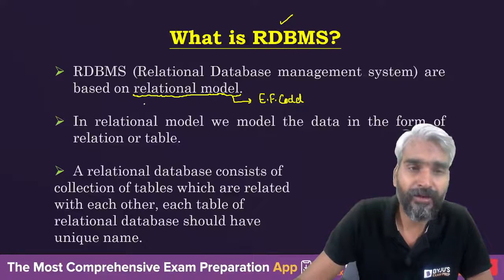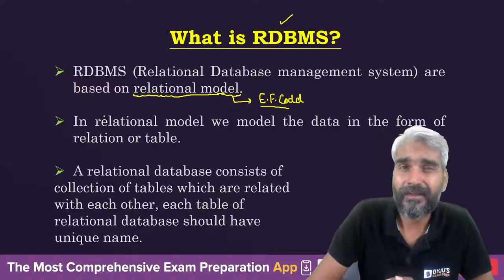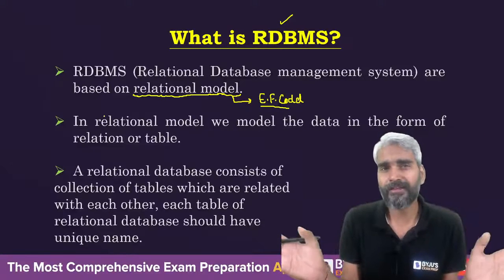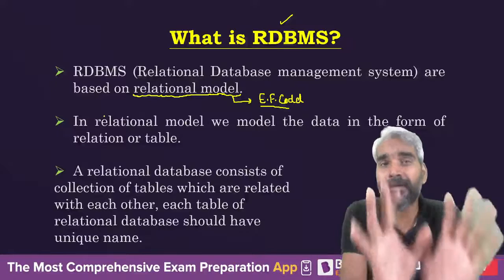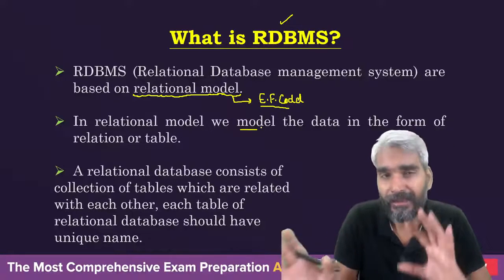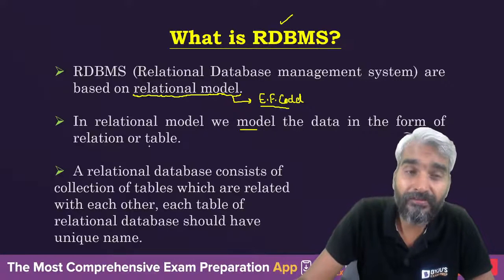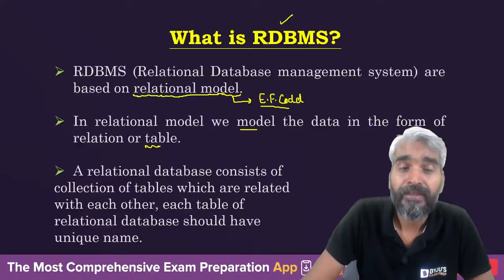So let's move ahead. This is given by E.F. Codd. Now, what did he say? That everything about the database should be represented in the form of a table, which is also known as a relation. So in the relational model, we model the data. How do we represent the data? We represent the data in the form of a relation, which is also known as a table.